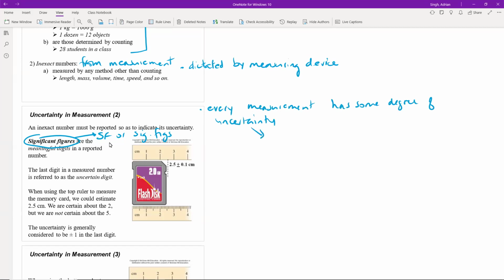And this uncertainty is reflected in the last digit reported, which is always going to be estimated, which by default means that it's uncertain. And that uncertainty then, like we said before, would be dependent upon the measuring device that's used, and specifically the graduation marks on that measuring device. So the last digit of any measurement is going to be uncertain or estimated. So let's take a look at an example.